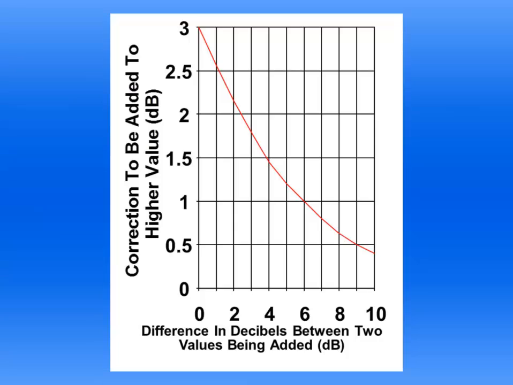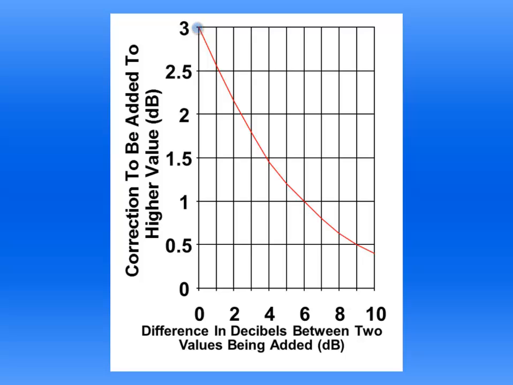There are a couple other interesting things that we can learn from the chart. For instance, what if we want to add 80 plus 80 decibels? That would be a difference of 0, so the chart tells us to add 3 decibels, making the total 83 decibels. This is a handy rule for doubling sound sources.